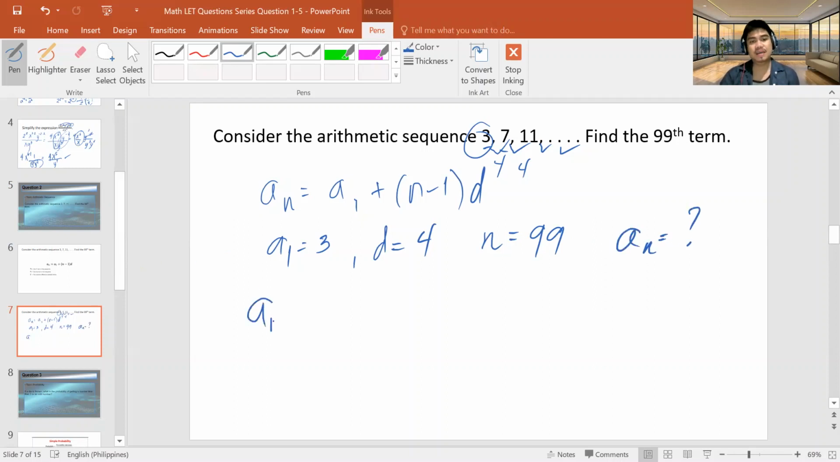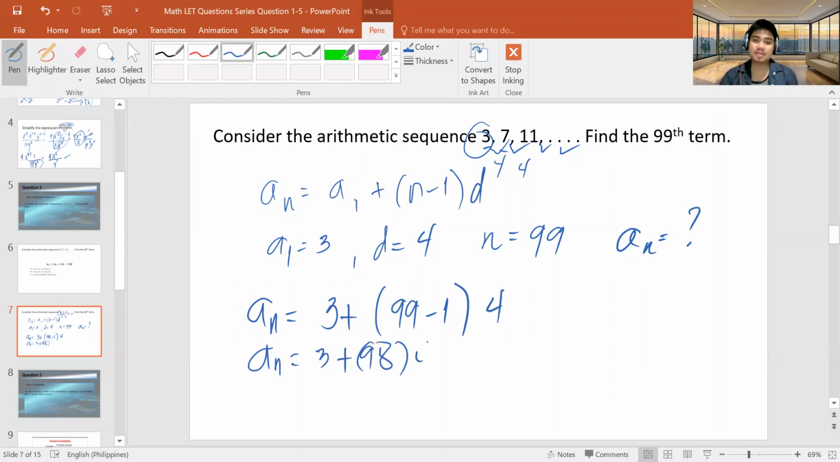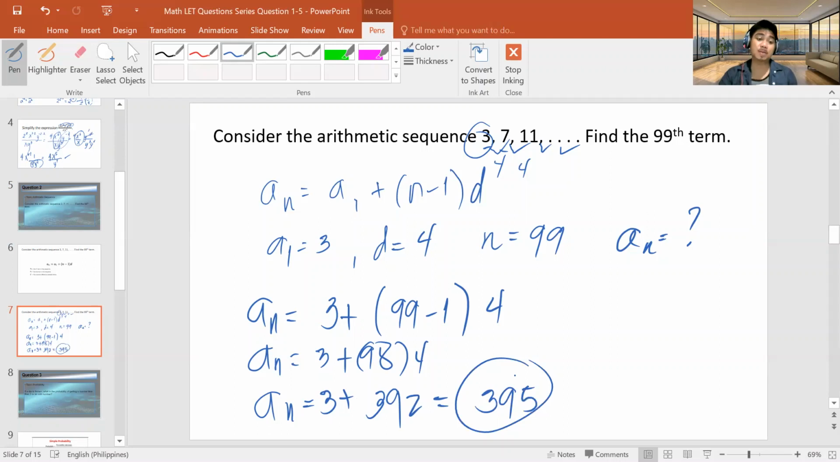So, a sub n is equal to a sub 1, we have 3 plus 99 minus 1 times 4. So, we have a sub n is equal to 3 plus 98 times 4. 98 times 4 is equal to 392. So, we have 3 plus 392, which is 395. So, 395 will be our 99th term for this arithmetic sequence.